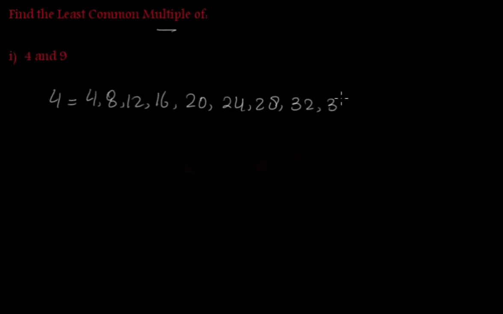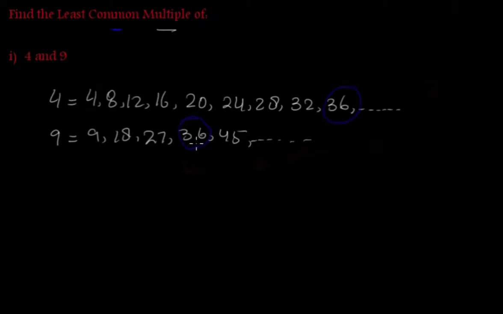The multiples of 4 are 4, 8, 12, 16, 20, 24, 28, 32, 36 and so on. And the multiples of 9 are 9, 18, 27, 36, 45 and so on. As you see, the common number in both lists is 36. So we can say that the least common multiple of 4 and 9 is 36. So just write the LCM of 4 and 9, which is 36.